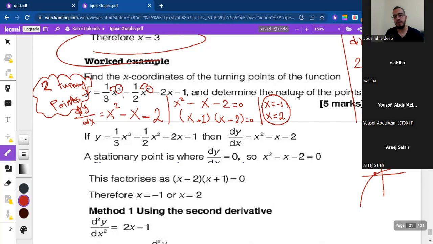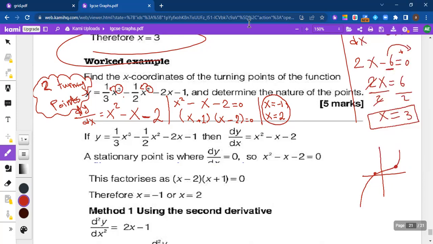What is the problem now? The problem is I need to know which one of them is the local minimum point and which is the local maximum point. Which one is the minimum? Which one is the maximum? To know that, we have 2 ways, or 3 ways. One of the easiest ways to do this is to find the second derivative.